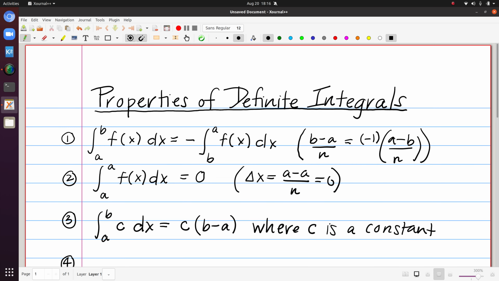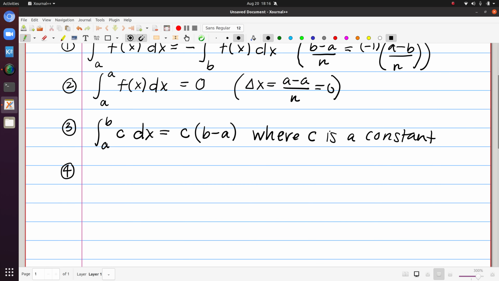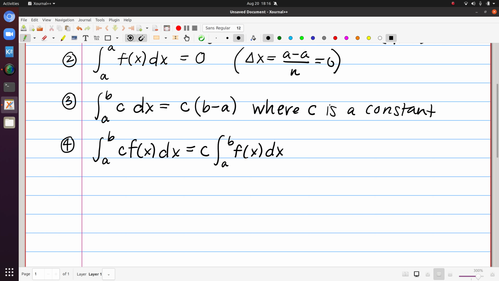Another property dealing with constants is a constant multiple. If I integrate from a to b, c times f of x, that's equivalent to c times the integral from a to b of f of x. This actually stems from one of our properties of sigma notation that we saw in an earlier video. We saw another property of sigma notation dealing with sums, and that's going to result in the next property.